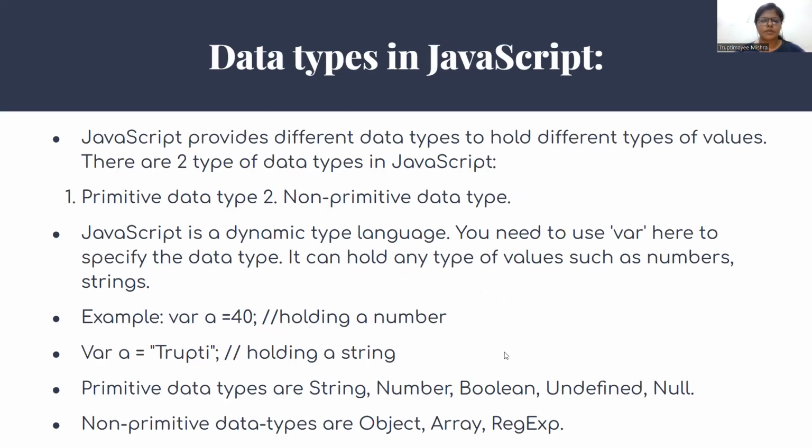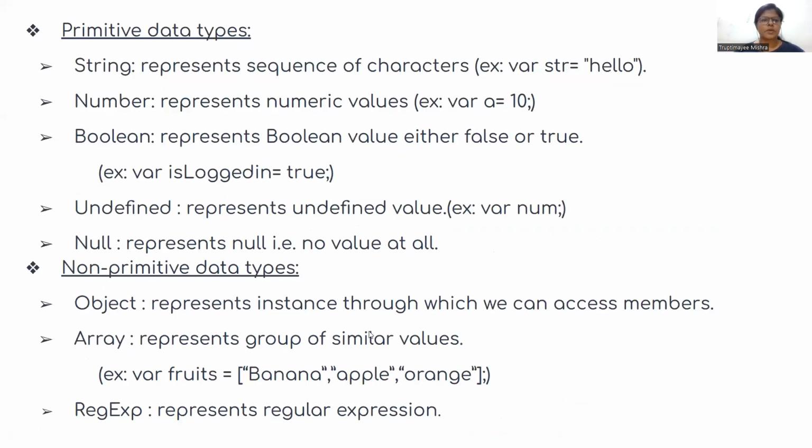Next is data types in JavaScript. Data types means it holds different values. There are two types of data types in JavaScript. First is primitive data type and second is non-primitive. Primitive data types are string, number, boolean, undefined, and null. Non-primitives are object, array, and regular expression. JavaScript is a dynamic type language, so we need to use var here. For example, var a equal to 40 is holding a number, and a equal to Trupti is holding a string.